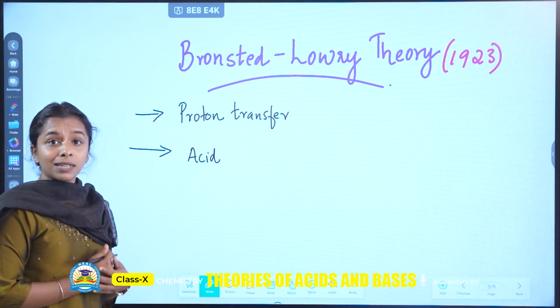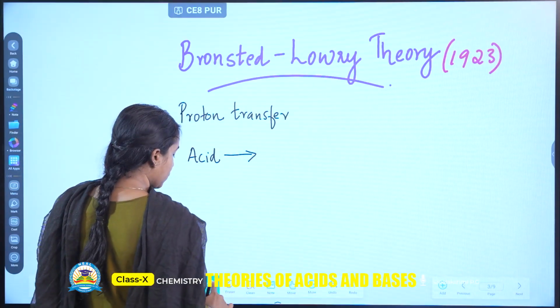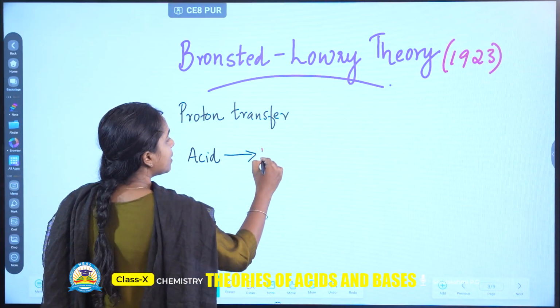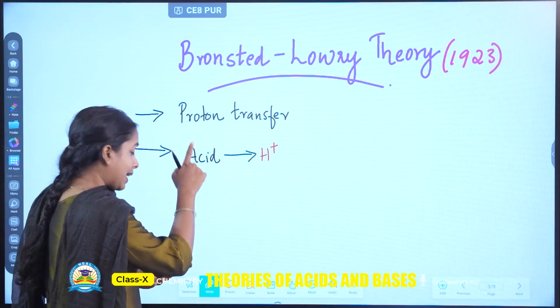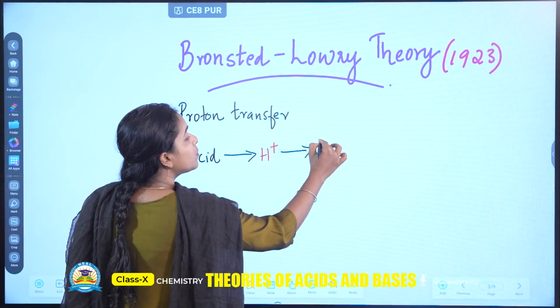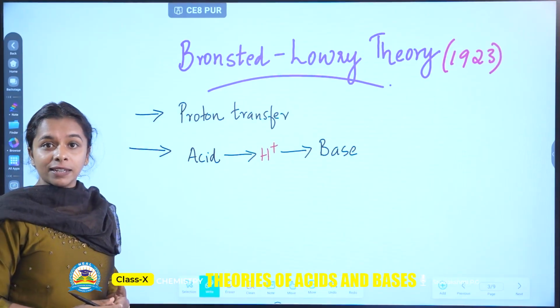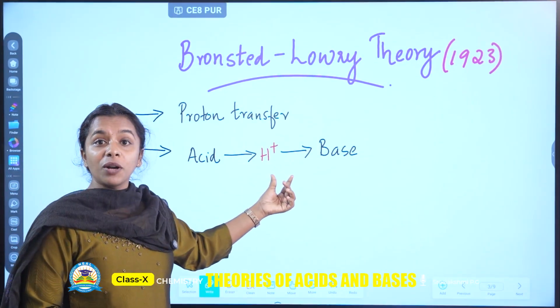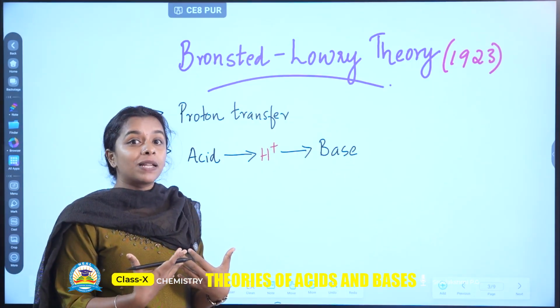Imagine acid will produce what? H plus ions. So this H plus ion was produced from where? An acid. And then this H plus ion will be accepted by what? A base. Can you see here? So here acid is producing H plus ions and base is accepting those H plus ions.